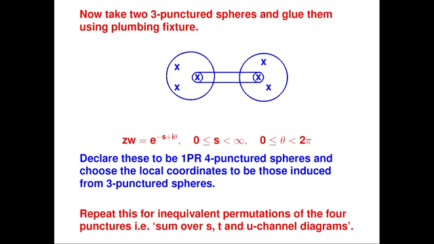And then we have to repeat this for inequivalent permutations of the 4 punctures, because the punctures are distinguishable, because they can have different states inserted at these punctures. So, if we call this 1, 2, 3, 4, you also have contributions as 1, 3, 2, 4 or 1, 4, 2, 3. We can think of this as a sum over s, t and u channel diagrams. All of these are declared to be one particle reducible, and the local coordinates have to be chosen according to what is induced from this gluing procedure. Okay, is this clear?